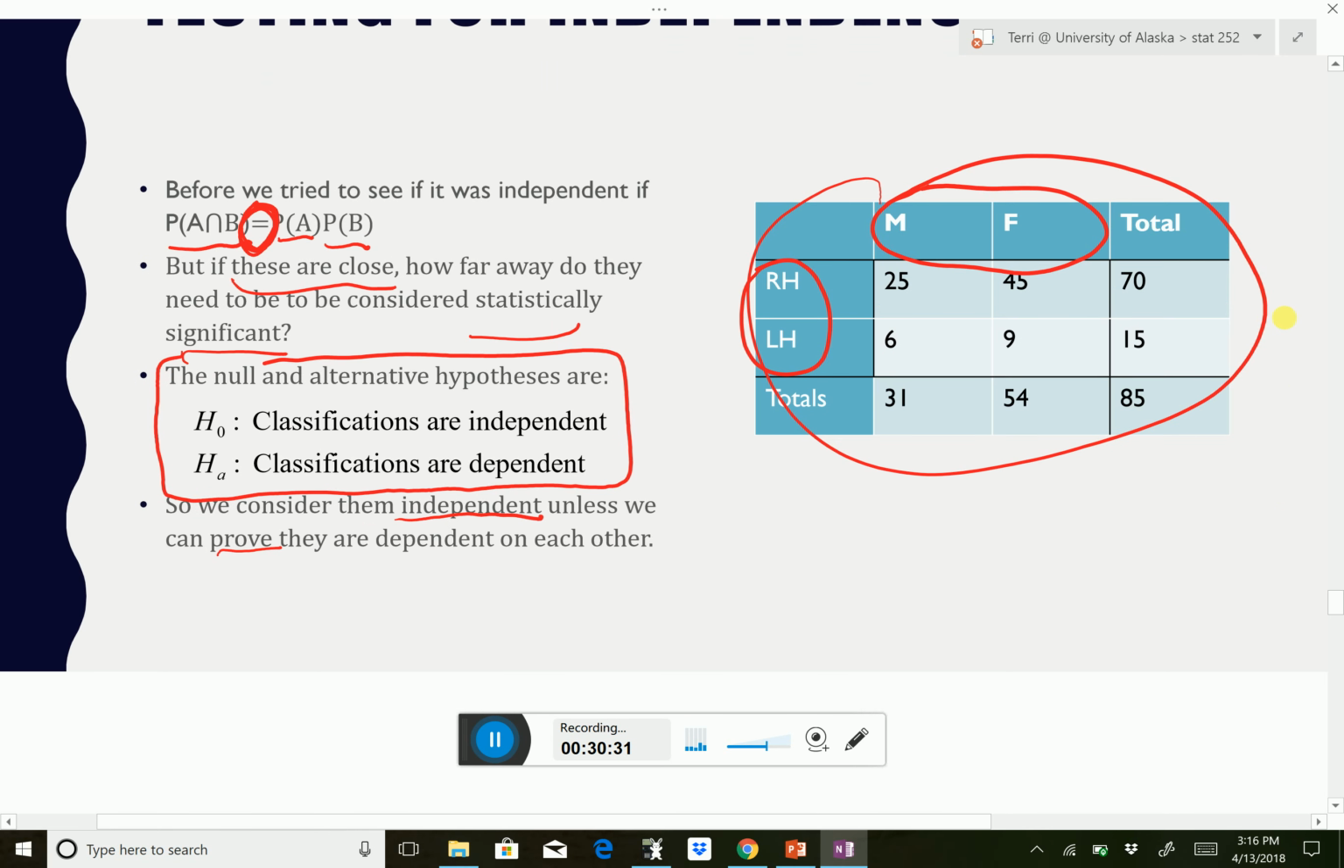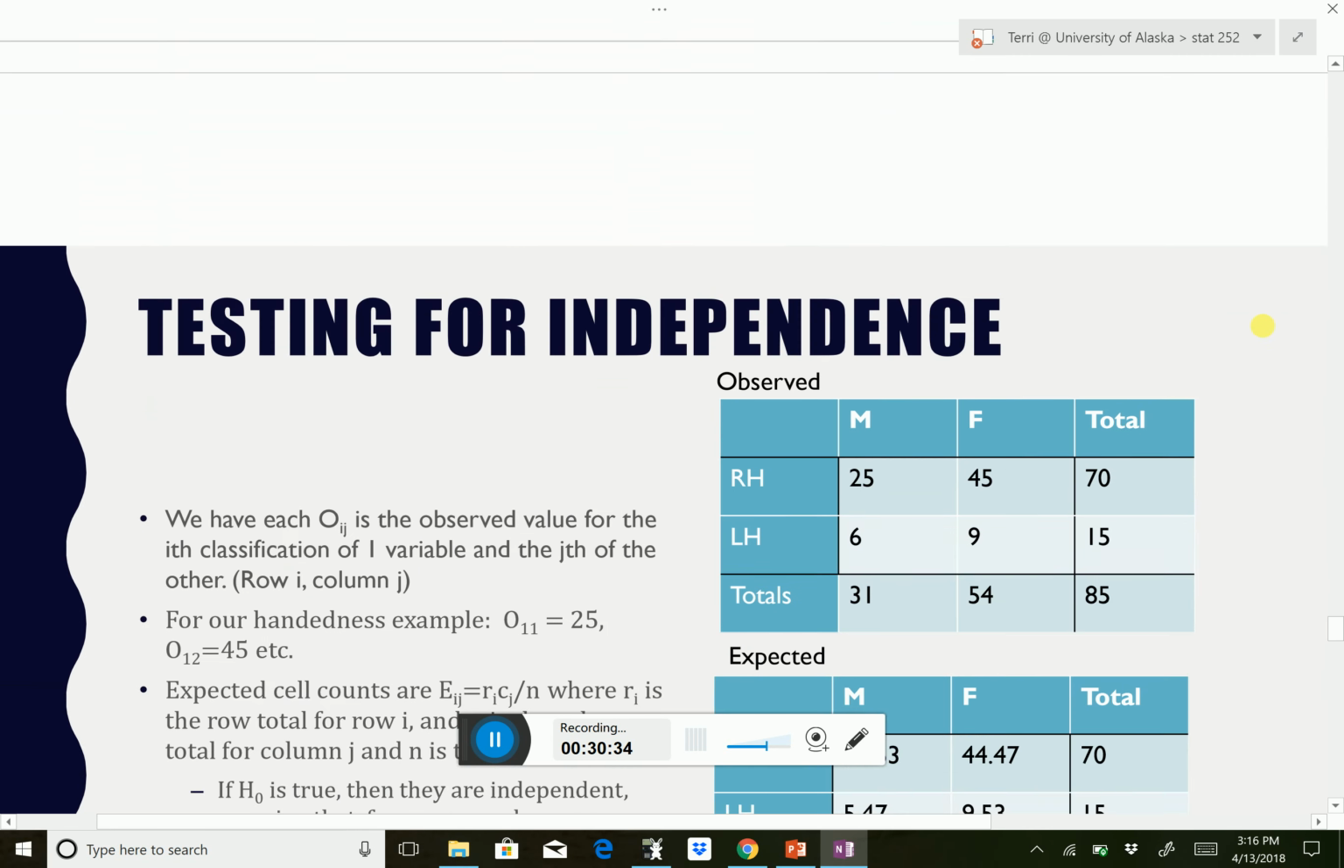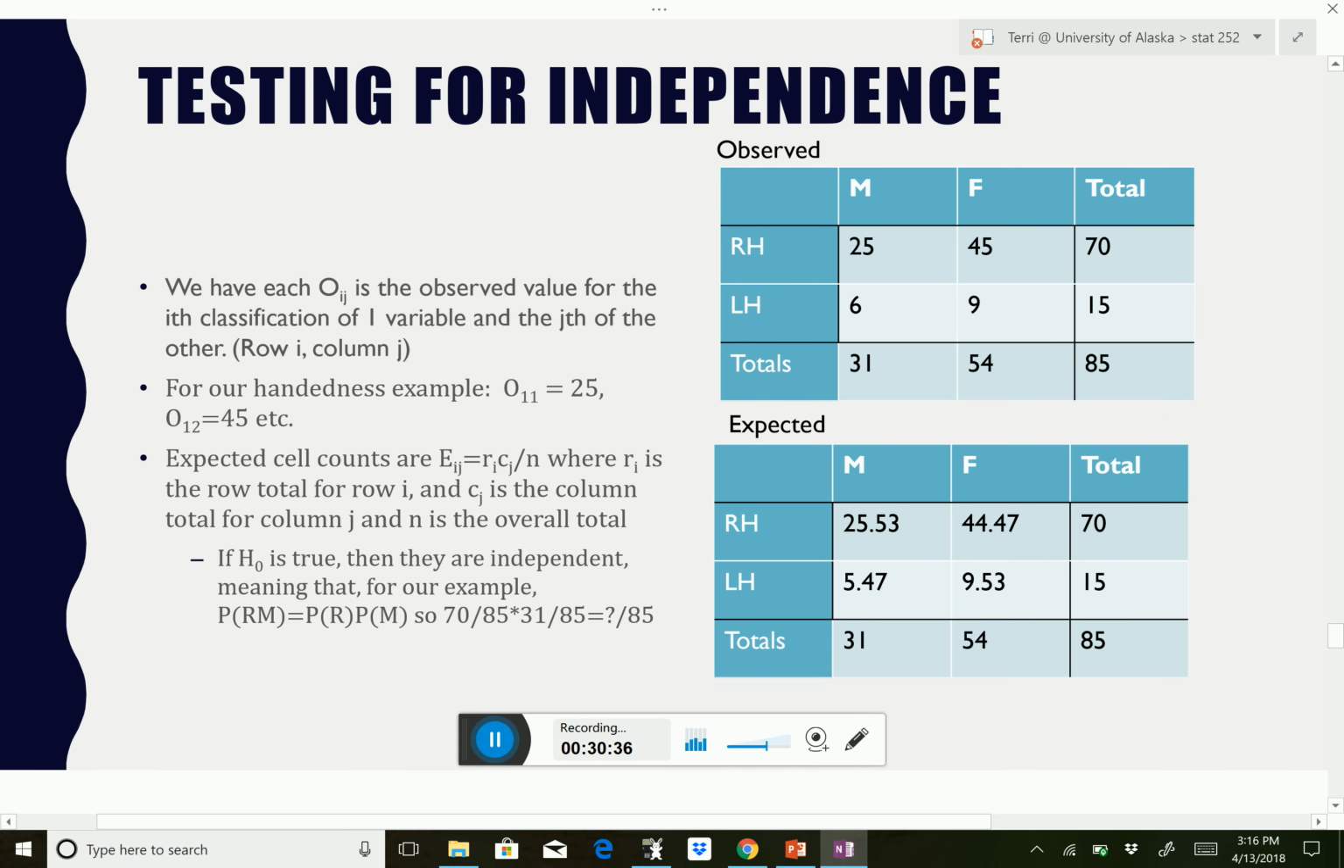So let's go on and do that. So this is how we test. Now we have our observed. This is just like the other one. We have this sample of 85 individuals, 31 males, 54 females, 70 right-handed people, 15 left-handed people. And we have these O_ij's. See, the difference is this is O11, this is O12, this is O21, and this is O22. So these are our observed values inside here.